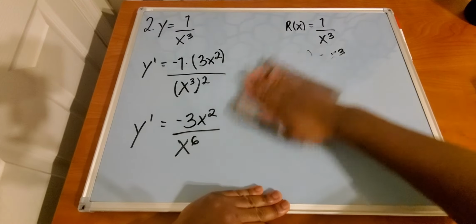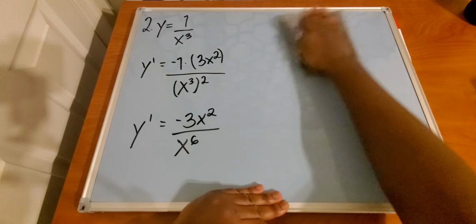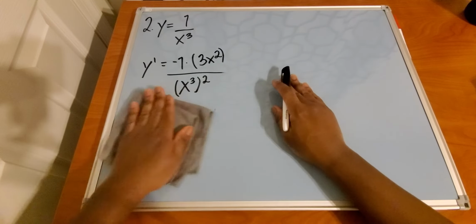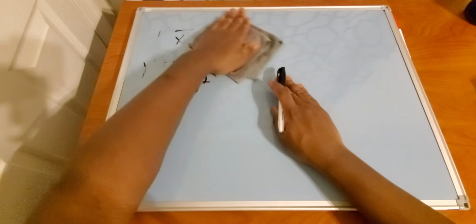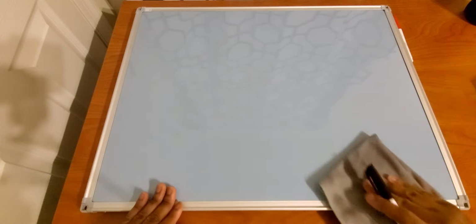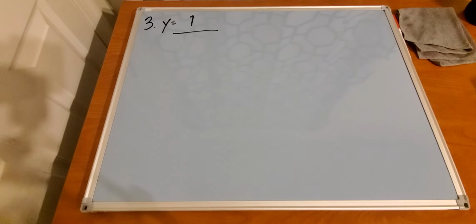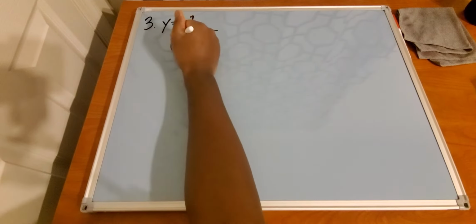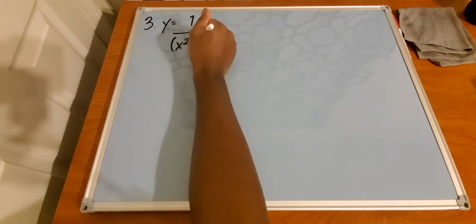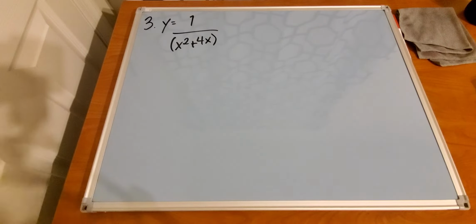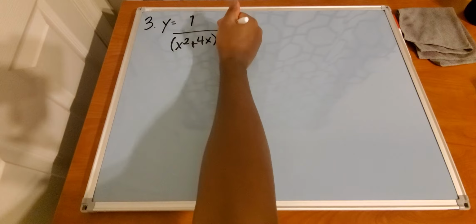With that in mind, we can also move on to our next question, which I believe is a little bit different. So for these last 2 questions, it was really only reciprocal rule, but I wanted to show you guys what it might look like if you had to combine some of the rules. Question number 3, y is equal to 1 over x squared plus 4x, and all of this is squared.